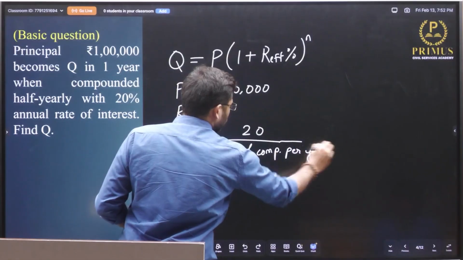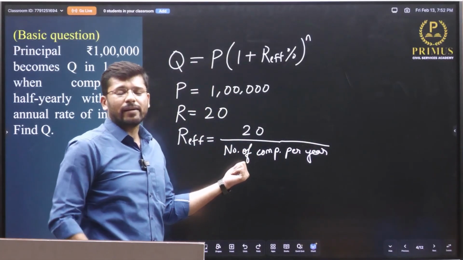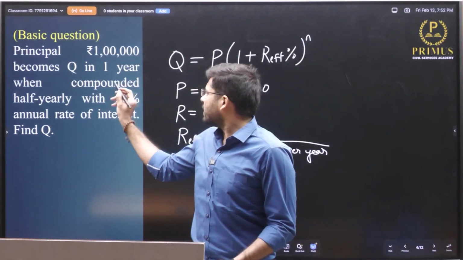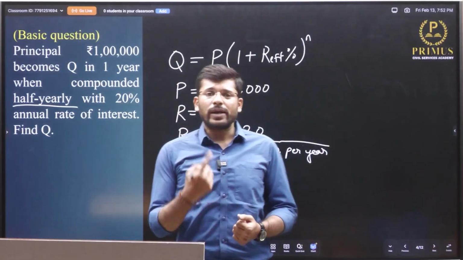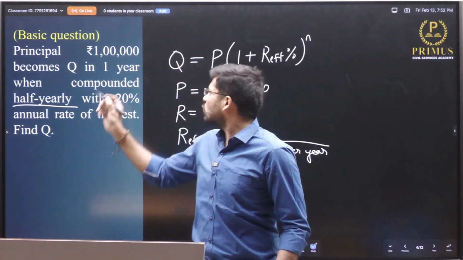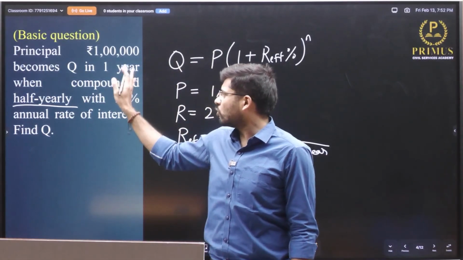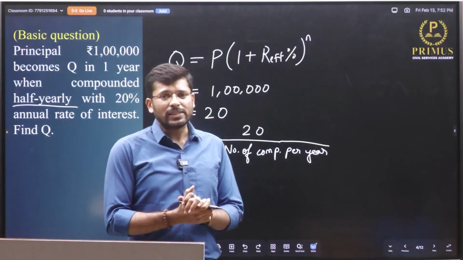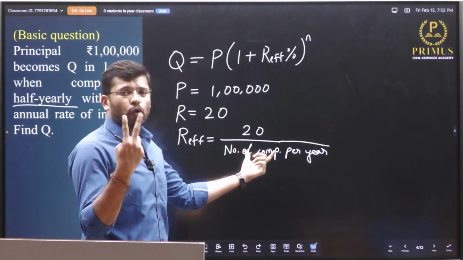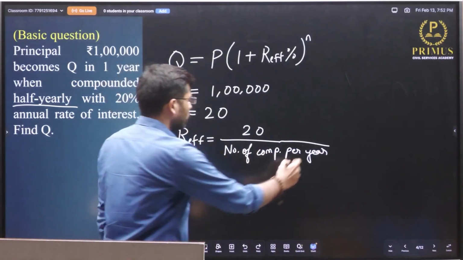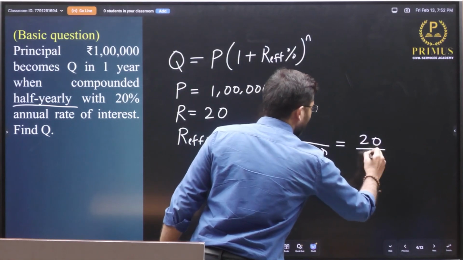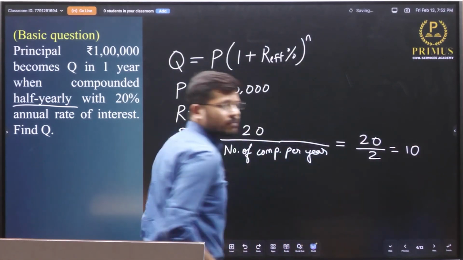So how frequently does compounding occur here? Again, it is said to be half yearly, right? So compounding occurs once every 6 months. So if compounding occurs once every 6 months, 2 compoundings will happen per year. So this will be 20 divided by 2, that is R effective.